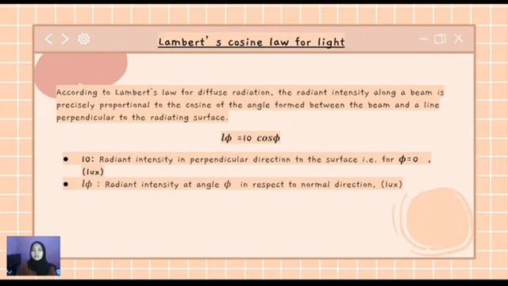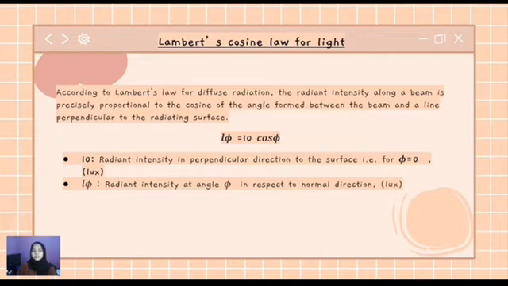Next is Lambert's cosine law for light. According to Lambert's law for diffuse radiation, the radiant intensity along a beam is precisely proportional to the cosine of the angle formed between the beam and a line perpendicular to the radiating surface.